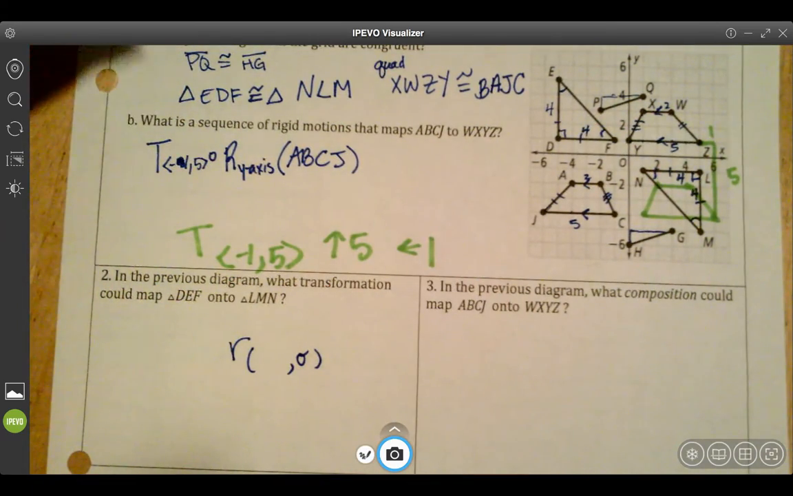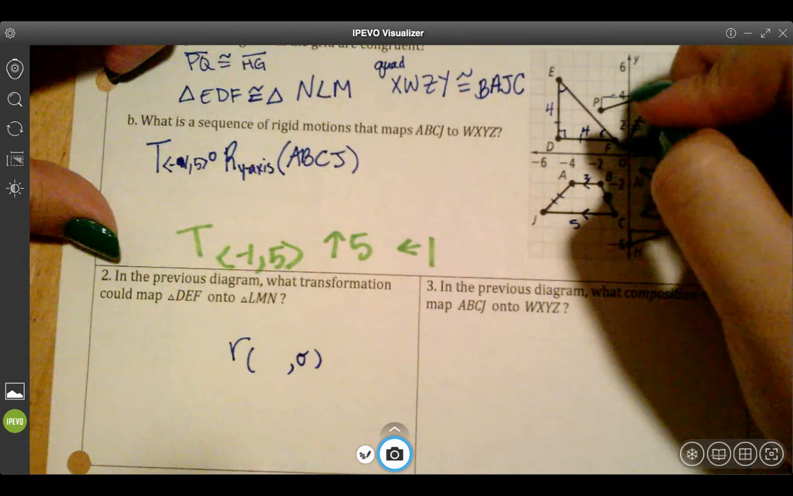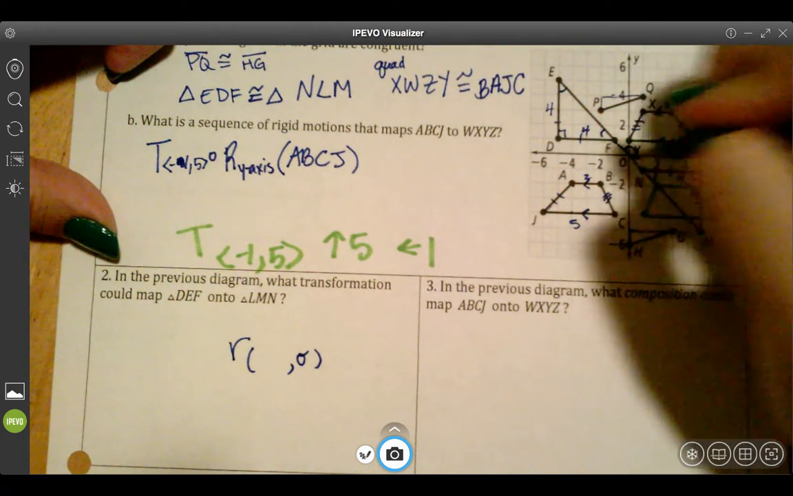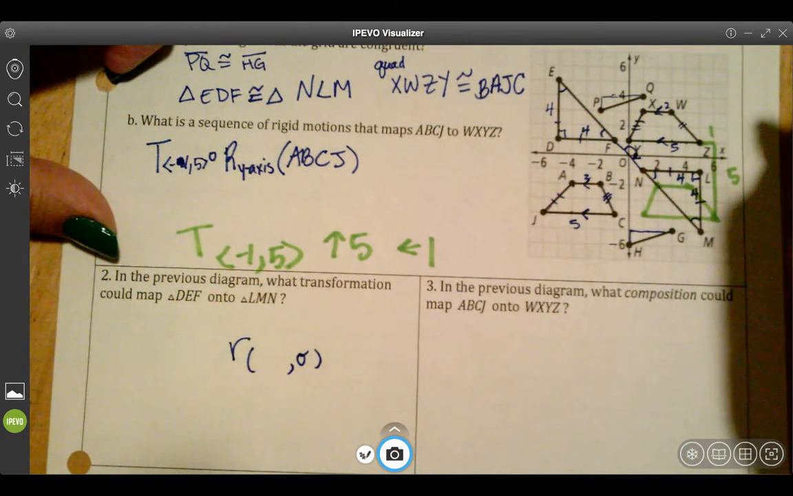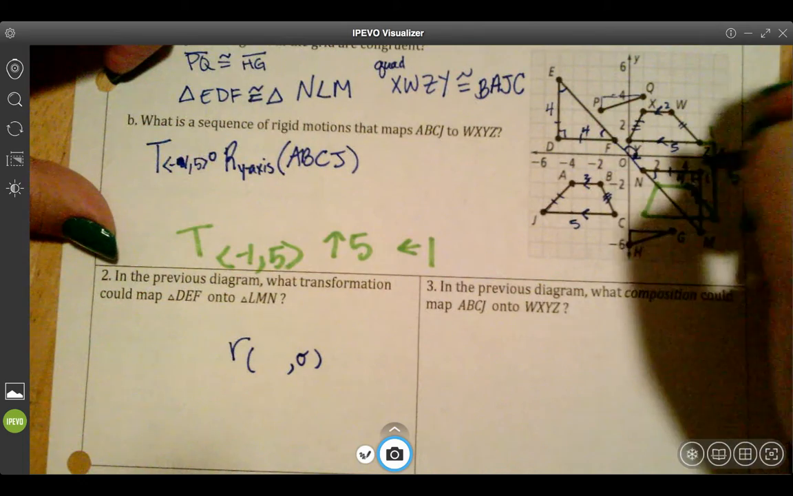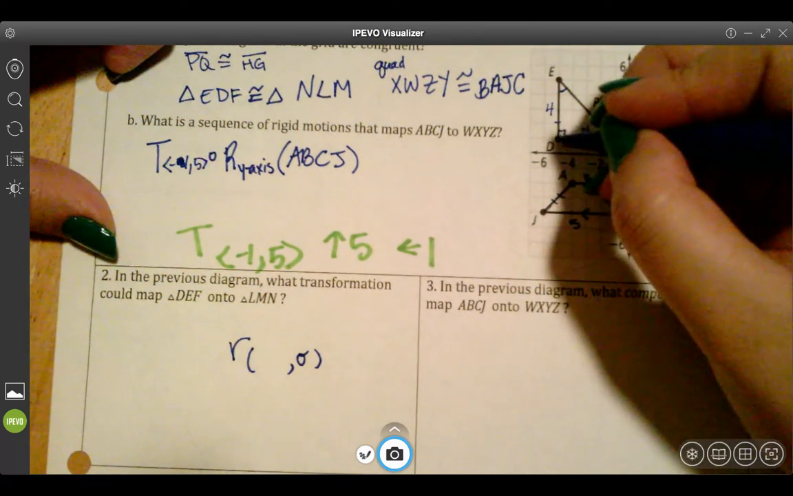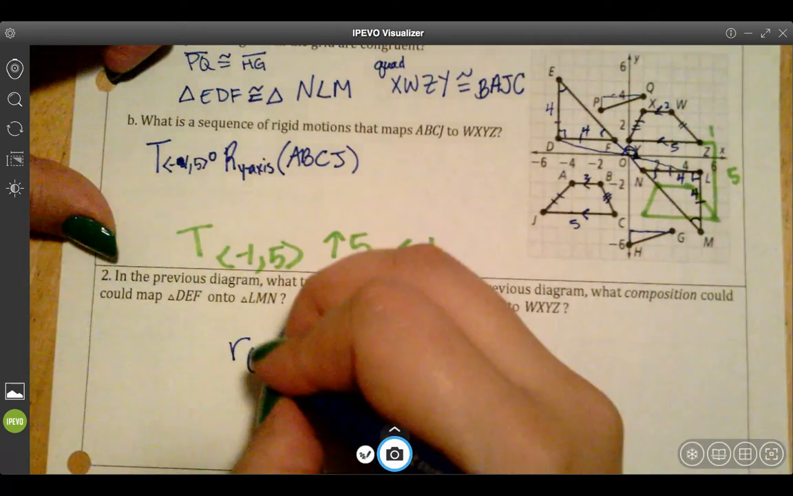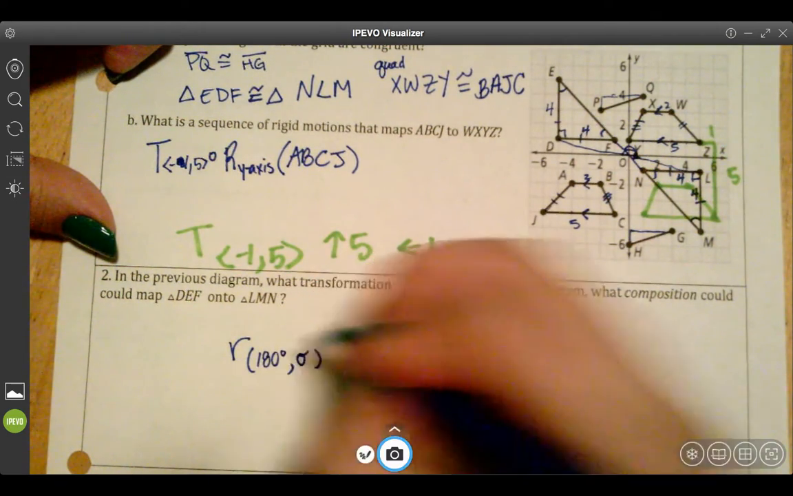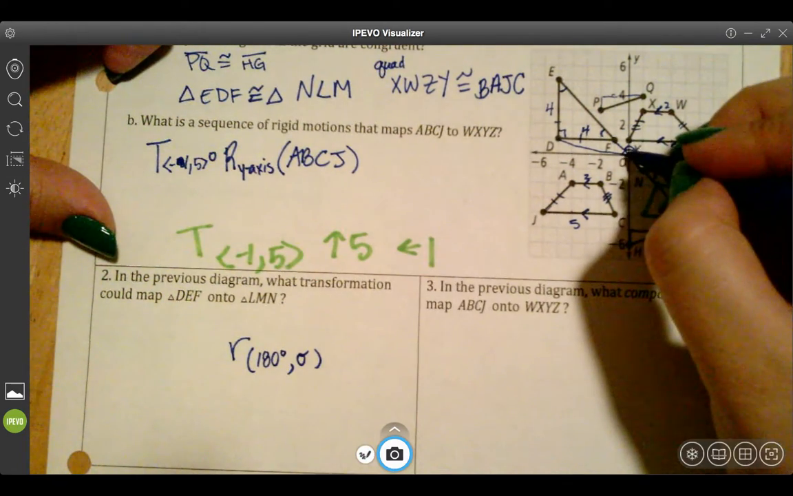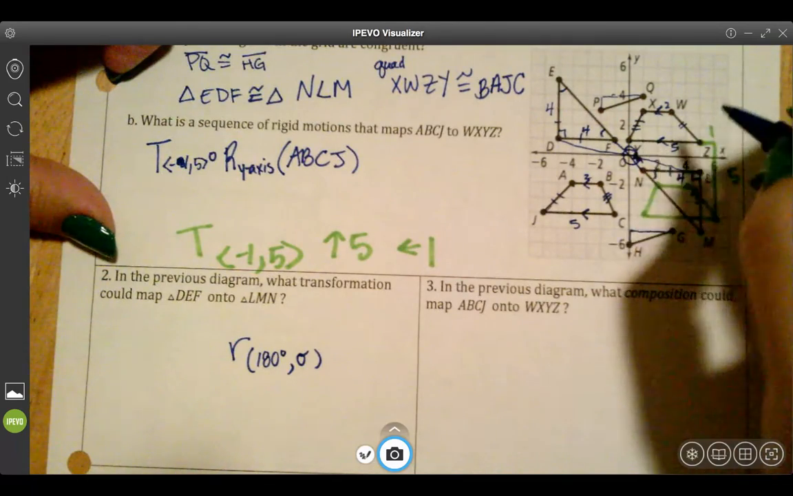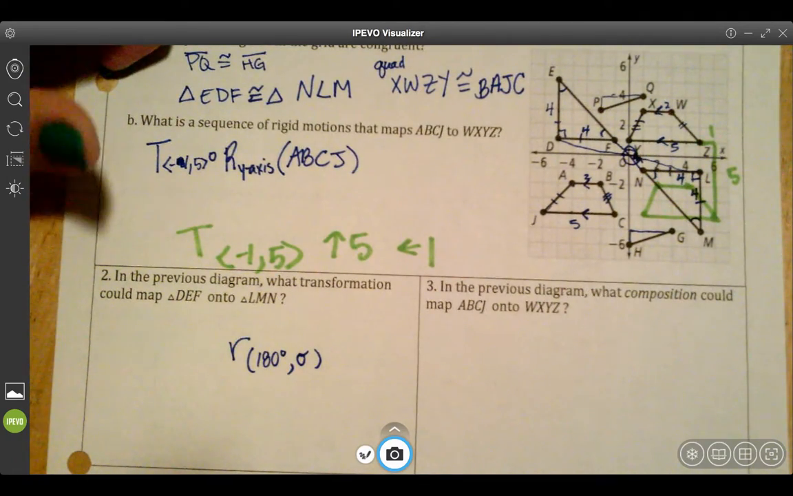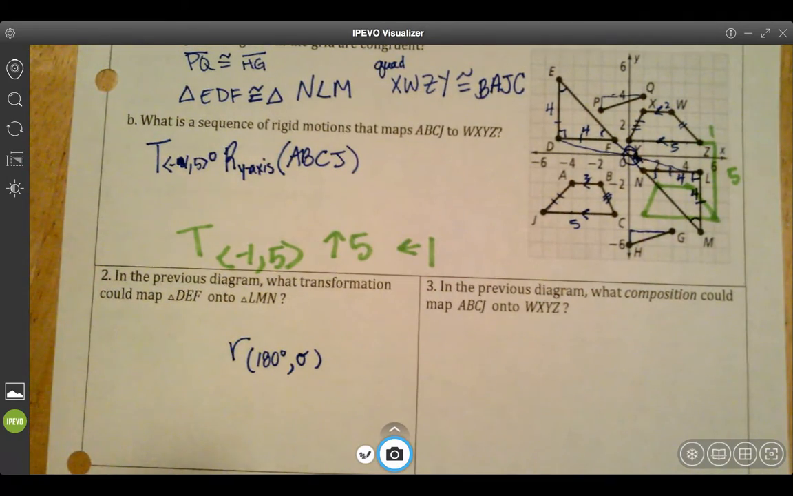How far does it have to rotate? Well, from F to N, that makes a straight line. So that's 180 degrees. I can also check with the vertices. From D to L, again, through the origin is a straight line, so that is 180 degrees. And notice it's 180 degrees whether I go clockwise or counterclockwise, and 180 is the only number where we don't have to worry about that.